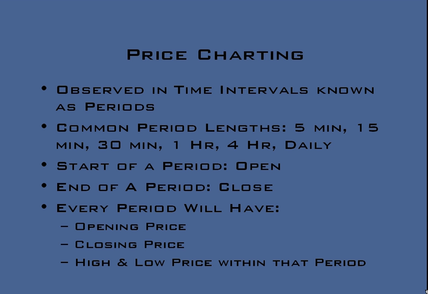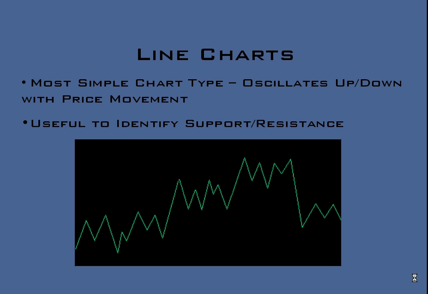There's really just two charts that are used most commonly to track price movement, and on the screen here you can see just a simple line chart. It's just going to go up and down, oscillating with price movement. This doesn't give you a whole lot of information, but it is very useful to identify support and resistance levels. If you recognize that a certain area is a resistance, you can identify that very easily using a line chart, and if price breaks up or down from there, it's easier to recognize that.